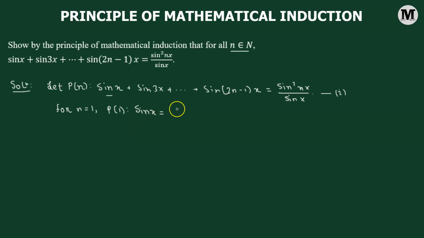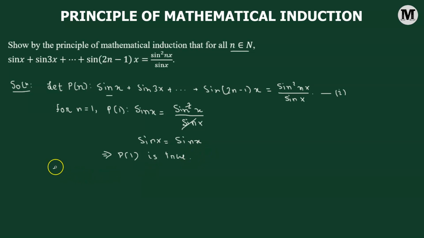So sine x is going to be equal to sine squared, and in place of n we have 1, so we have 1 times x, that simply gives us x, divided by sine of x. So we can factor out one sine x from the numerator and the denominator. So this is simply going to be equal to sine x. Here we have shown that for the statement P of 1, sine x equals sine x, this simply tells us that the statement P of 1 is a true statement. Fine. So we have successfully shown that our statement is true for n equals 1, for the first natural number. However, we'll also have to show that it is true for other natural numbers as well.